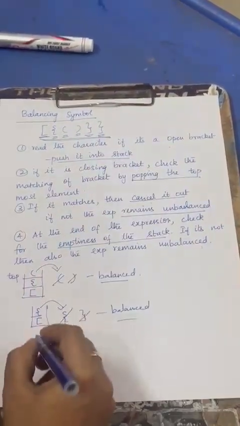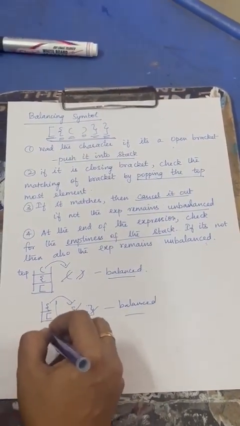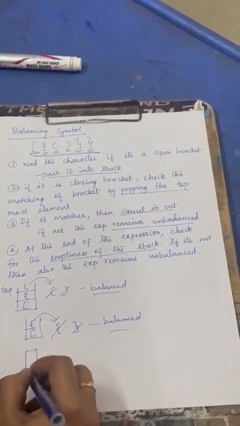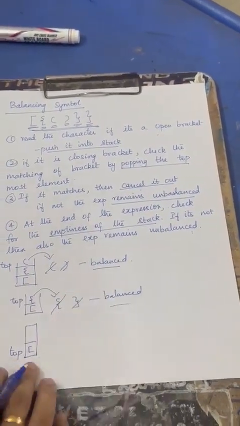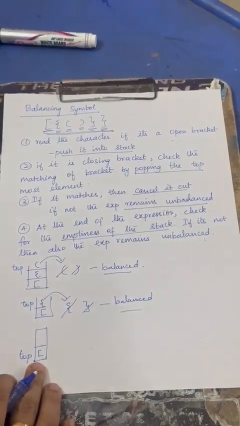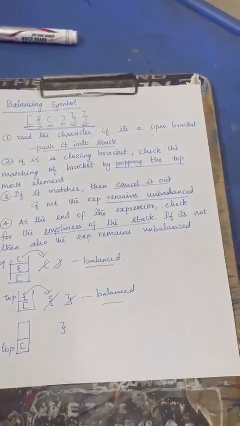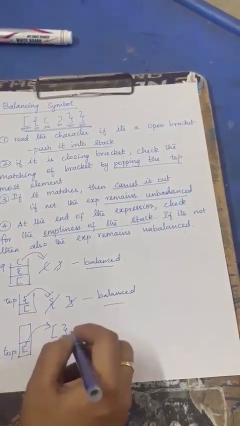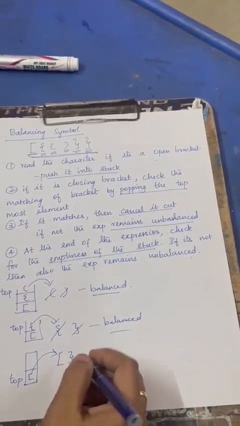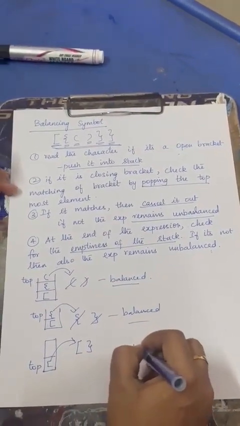And the next one is going to be an opening bracket inside the stack, and we are going to read the next character, which is going to be a closing bracket. Now I have to pop the last one and check for the matching. These two don't match, which means that the final expression, whatever is given to us, is unbalanced.